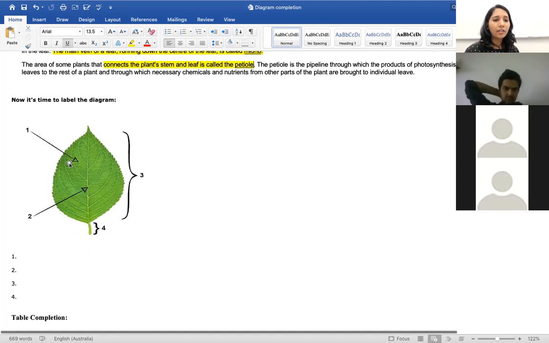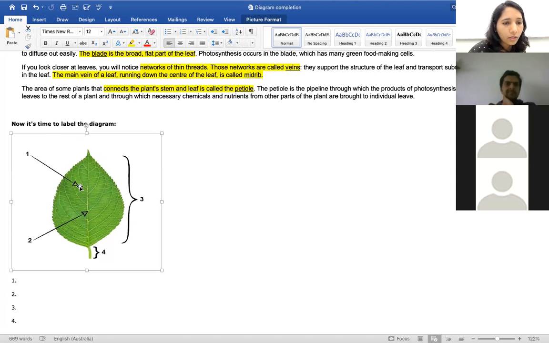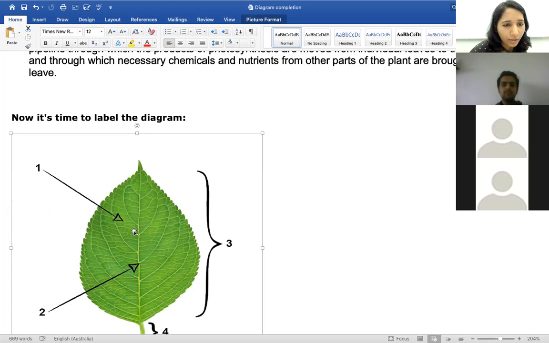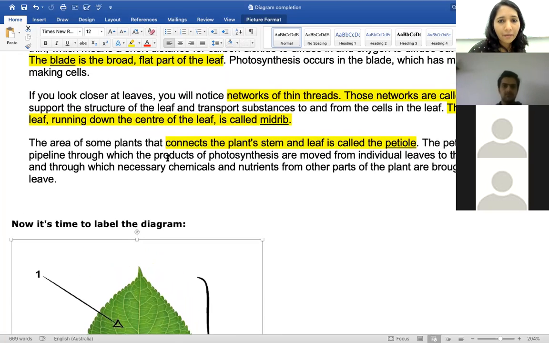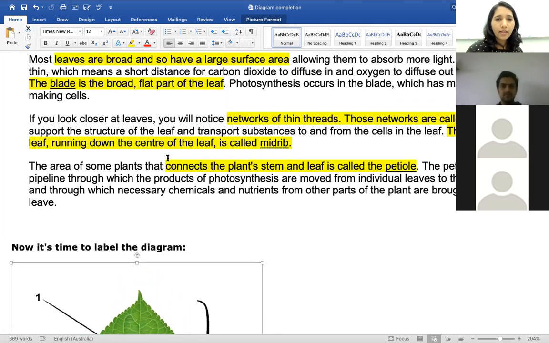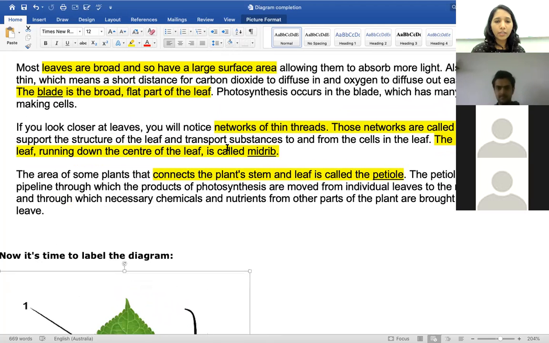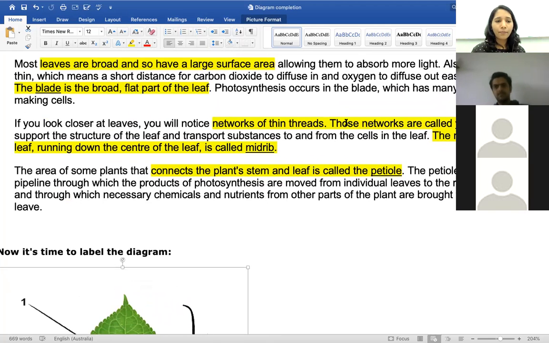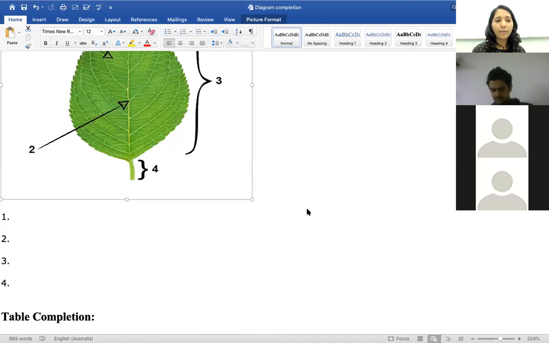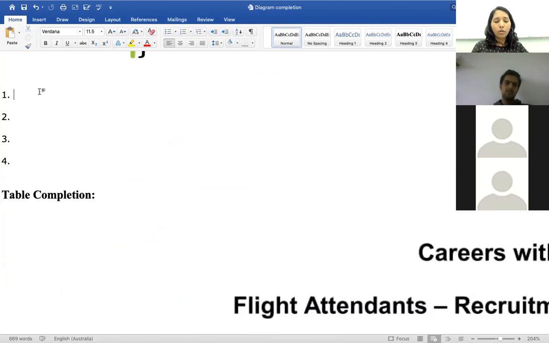Okay, now we look at the first one. So this is our image. Take a close look. You look at the first one, it's pointing to some veiny things. So we underline some veiny things, right? So where is the veiny network? If you look closer, you will notice a network of thin threads. These thread networks are called veins. So the first one is without a doubt veins.